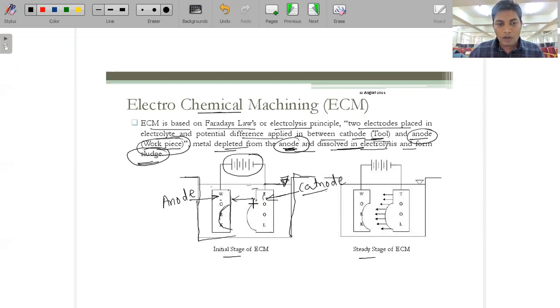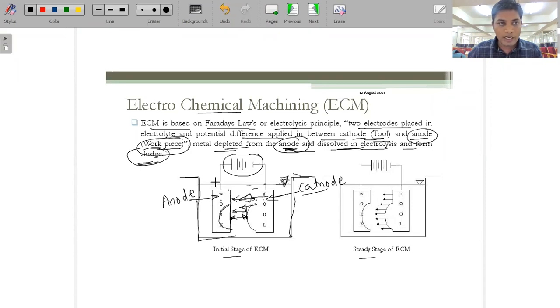So what is happening is the potential difference is created, the ions get released from the workpiece area. Then we try to move this tool in this direction, towards the left side, towards the workpiece. Initially the gap was this much. Now when you move this tool toward this side, this gap decreases. When this gap decreases, the material starts removing from the workpiece surface.